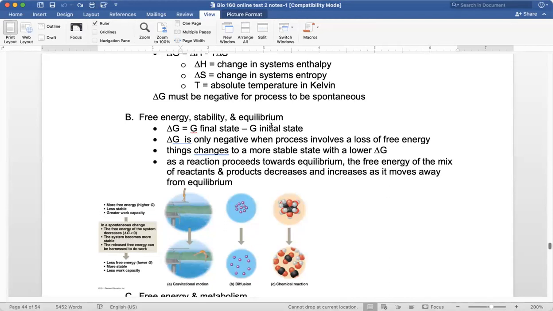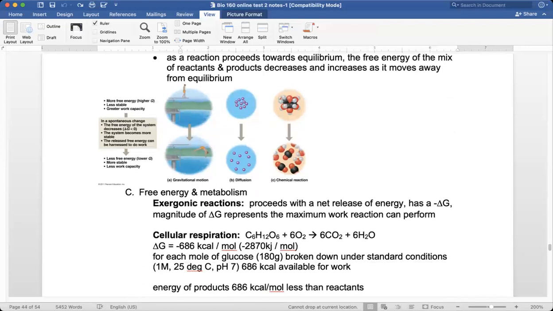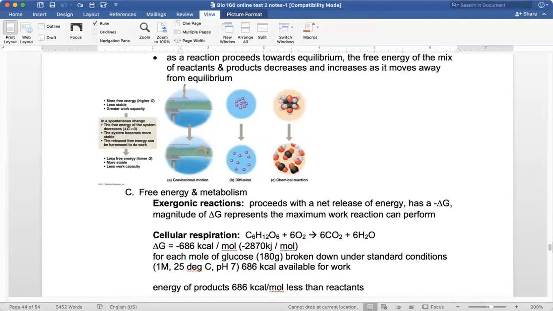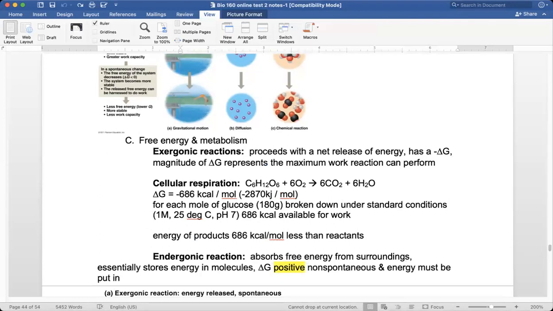So delta G is negative when there is a loss of free energy. It's moving towards a more stable state with a lower free energy. As things move towards equilibrium, the free energy is going to decrease, and as it moves away from equilibrium, it will increase. There are a couple of pictures that will help illustrate how you come up with this delta G that we'll look at in just a minute.